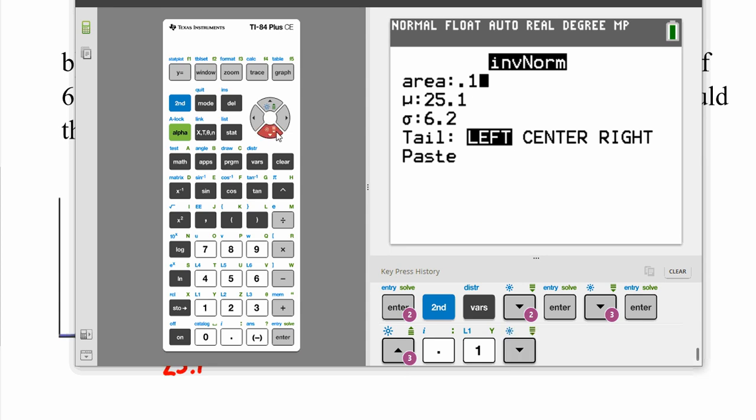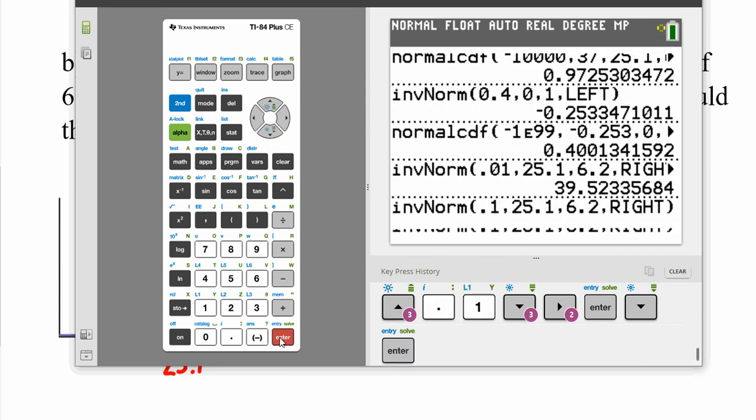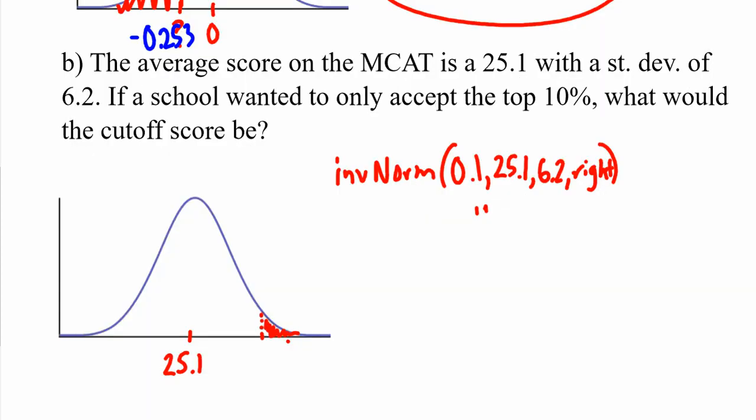So let's go run that real quick again. I did the top 1%. There we go, 33. Okay. Thought 39 was a little high for it, but 33.04. So they don't really have to make a choice. 33 would be their cutoff score then.